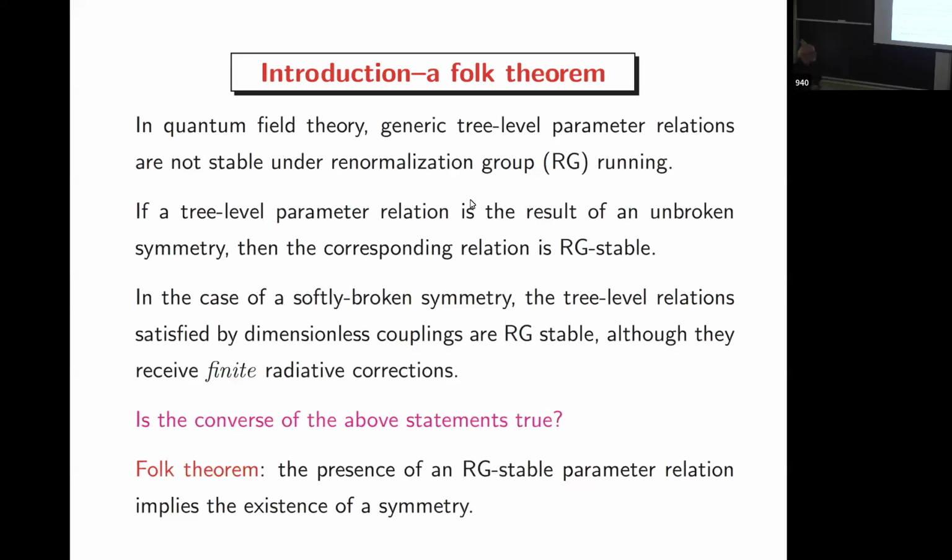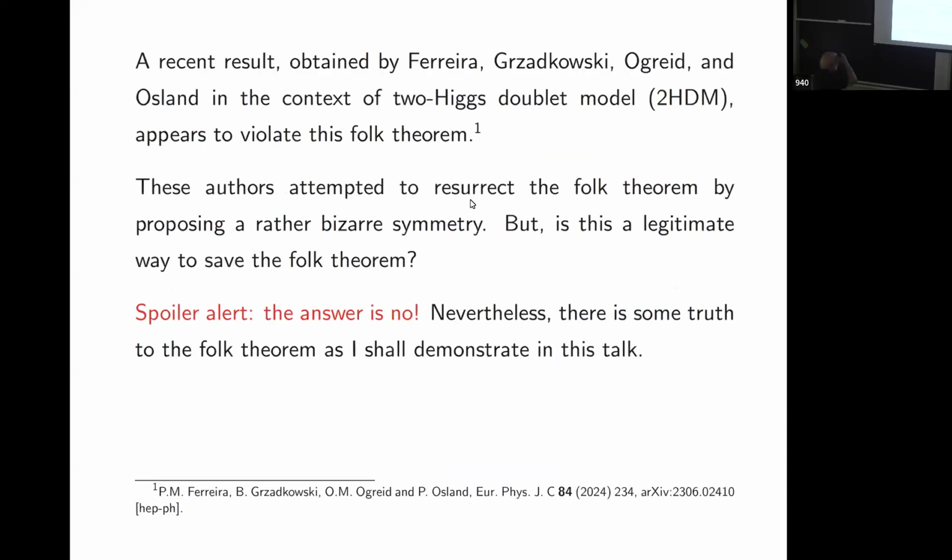So the question is, is the converse of these above statements true? The folk theorem that a lot of us believed was that if you ever encountered an RG-stable parameter relation, there must be some symmetry lurking behind it that gives you an understanding of where it comes from. And this was the paper that sort of shattered that belief. Here's the reference down here.